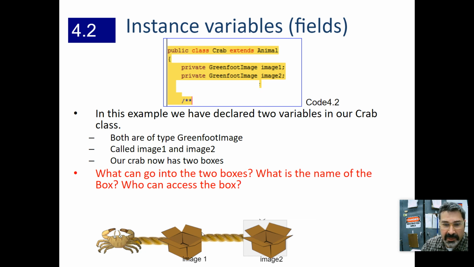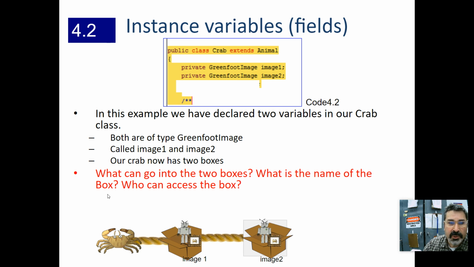Now, our crab has two empty boxes, right? What can go into the two boxes? What is the name of the first box? Who can access the box? A GreenfootImage object can go in there, but at this point, the boxes are empty. All right, what can go into the two boxes? Only a GreenfootImage object, right?